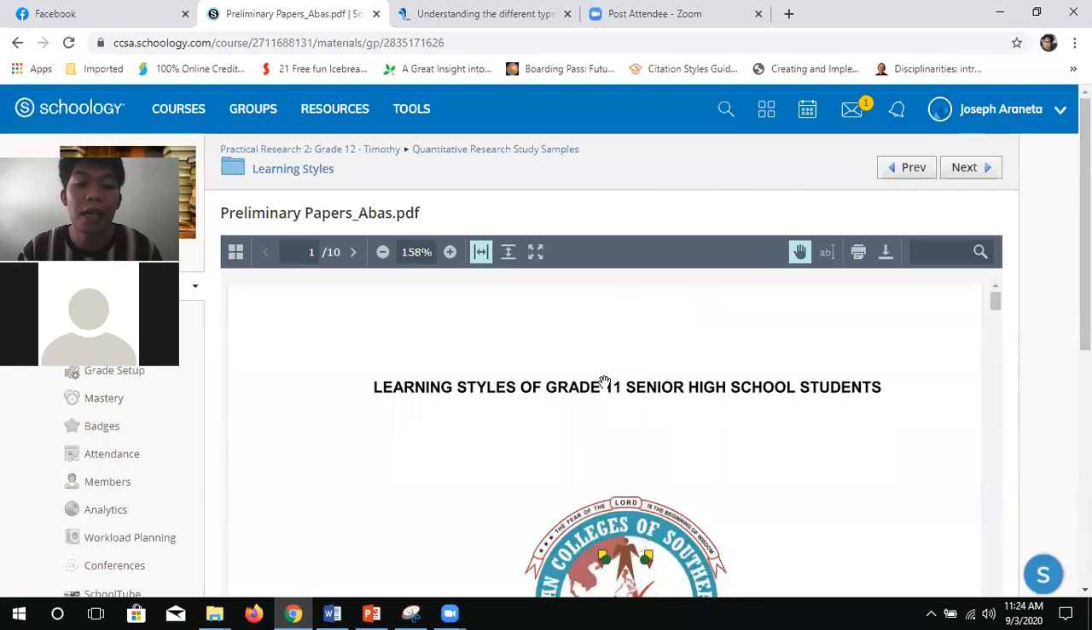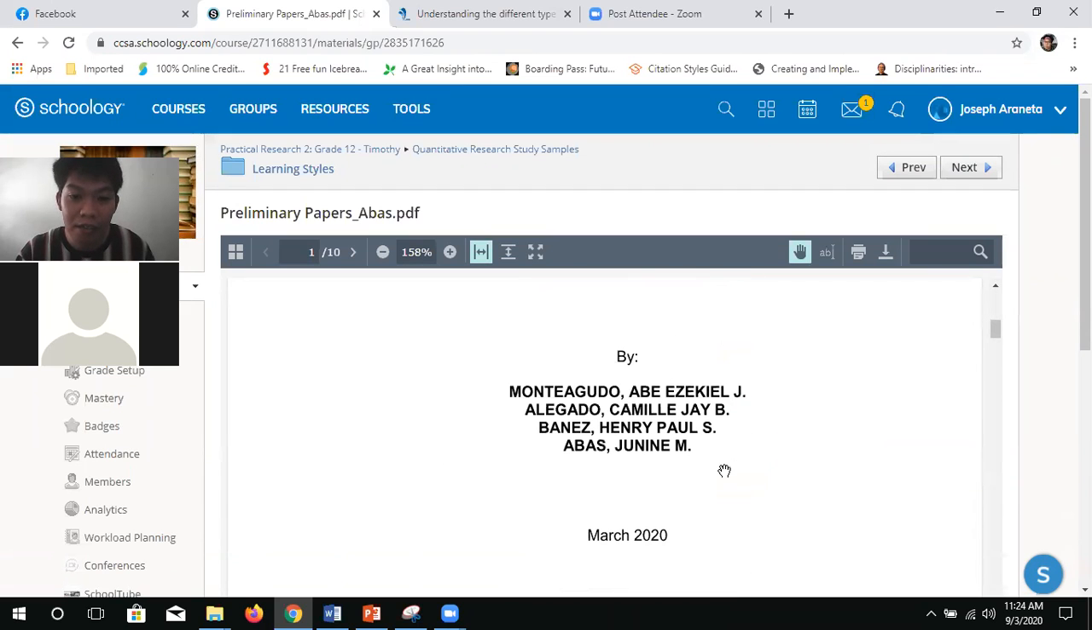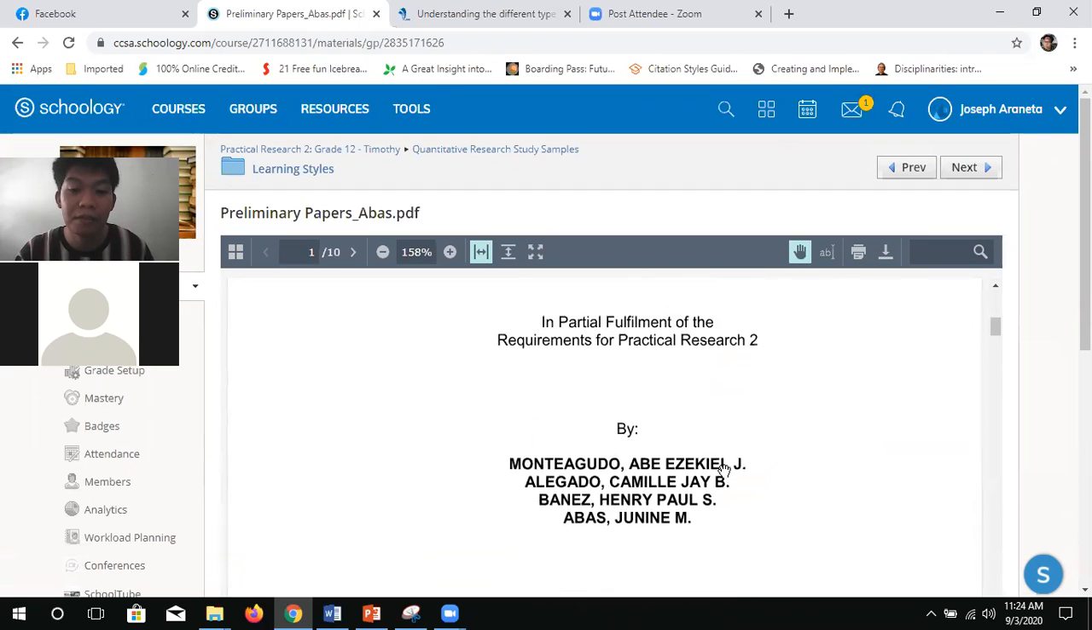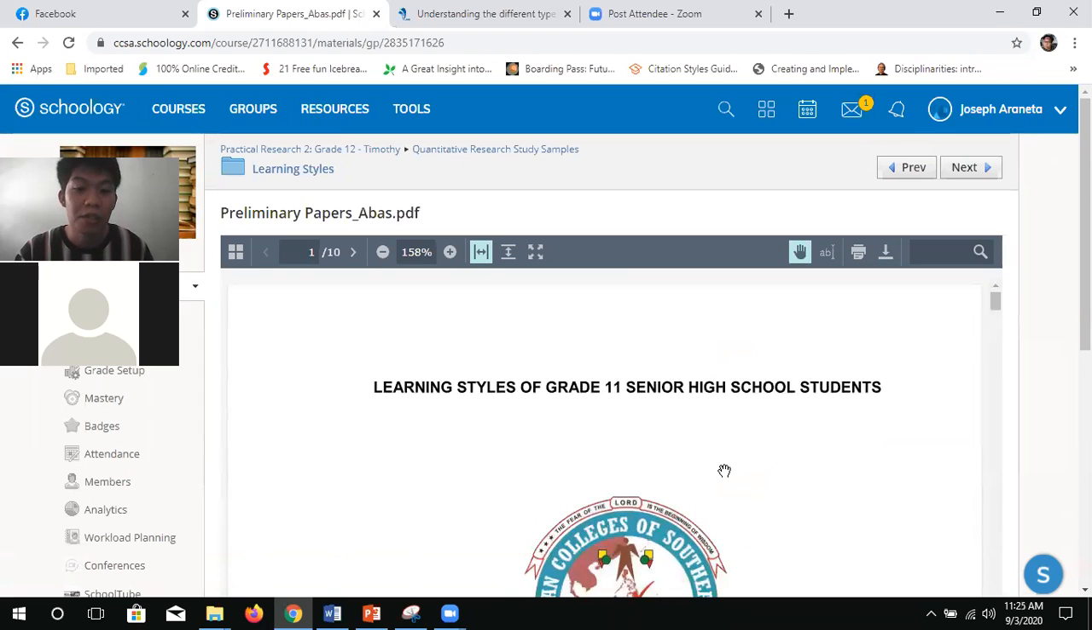Okay, for example, this study, learning styles of grade 11 senior high school students. Sa inyo ito, you were the respondents of this study. So this specific research has only one variable, which is why it is considered as univariate. They're only dealing with the learning styles of the grade 11 senior high school students.